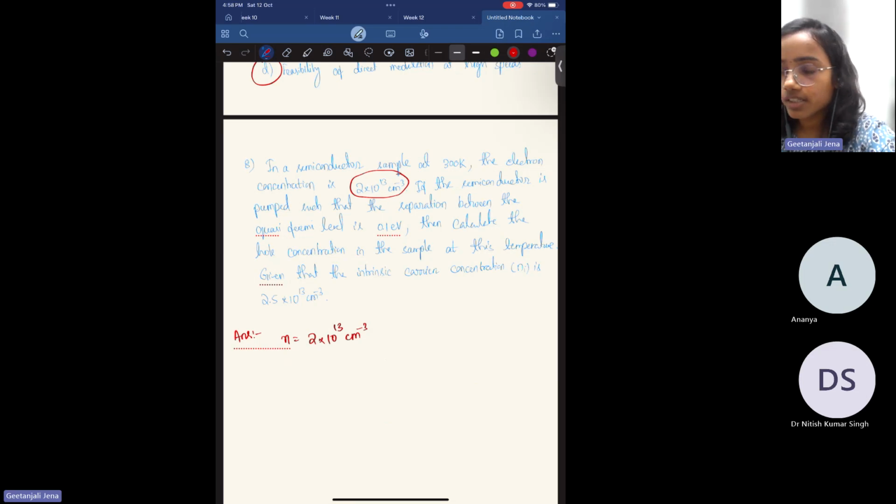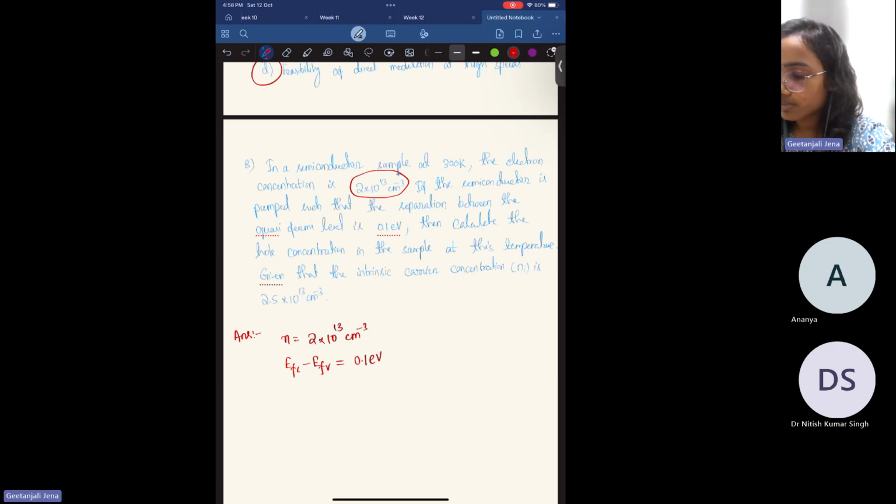When you bias a system, it's not like you just connect a battery or put a voltage on it. When you use external light to pump a system, that is also a kind of forward biasing. So as the question says, if the semiconductor is pumped such that the separation between quasi-Fermi levels is 0.1 electron volt, that means EFC minus EFV. When you pump a system, it is in quasi-equilibrium condition and you get two Fermi levels. And the separation is given as 0.1 electron volt.